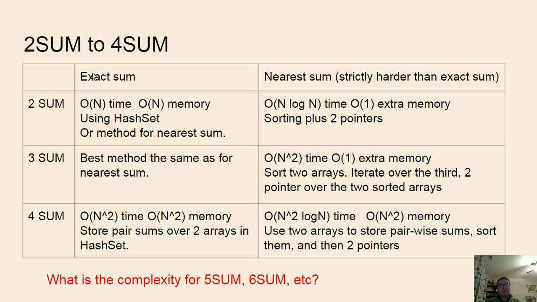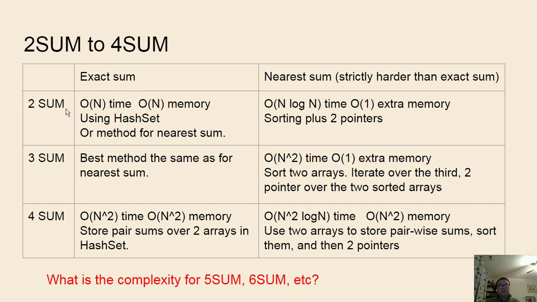So to summarize, if we look at two-sum, we can define the problem as either wanting exact sum or wanting near sum. Wanting near sum is strictly harder because if you compute the near sum and it turns out to be the same as the exact sum, then you know it is the exact sum. If it's different, then you know there isn't an exact sum. So if you solve near sum, you also solve the exact sum.